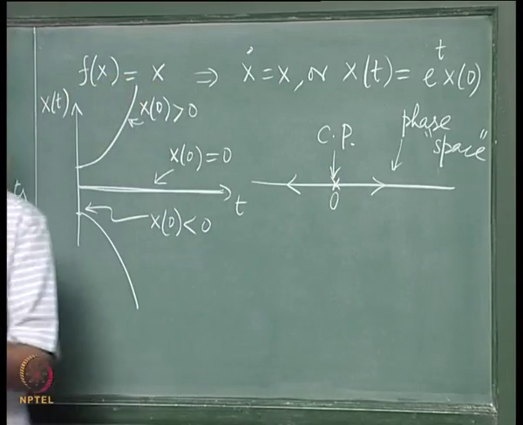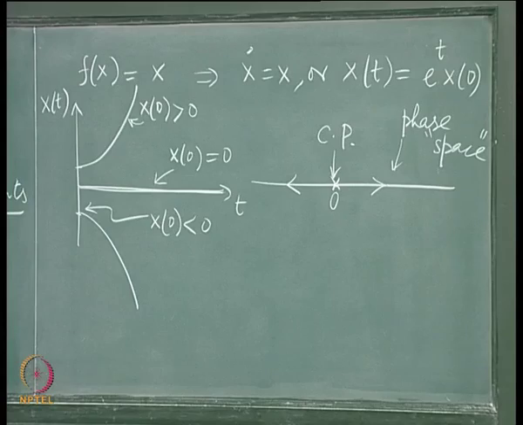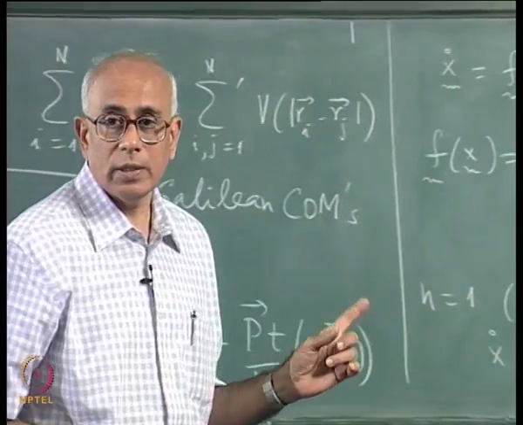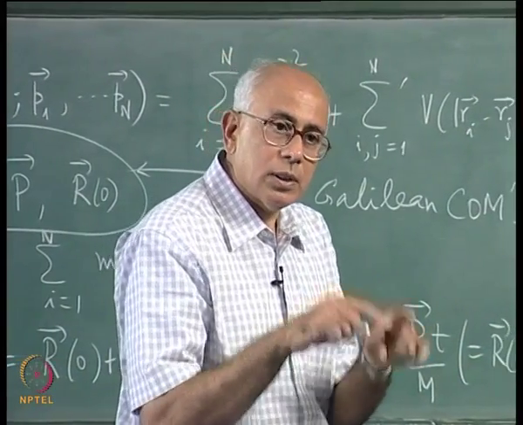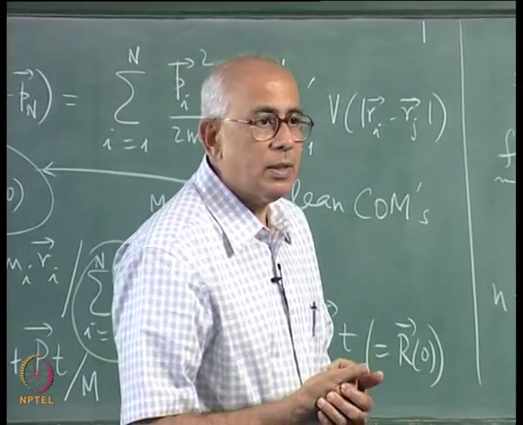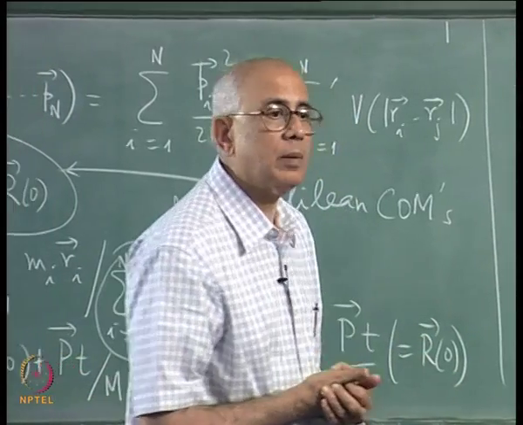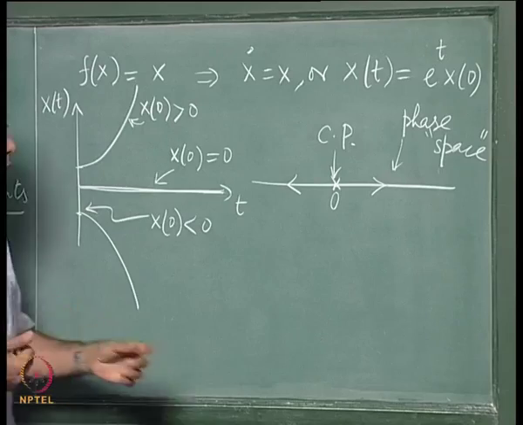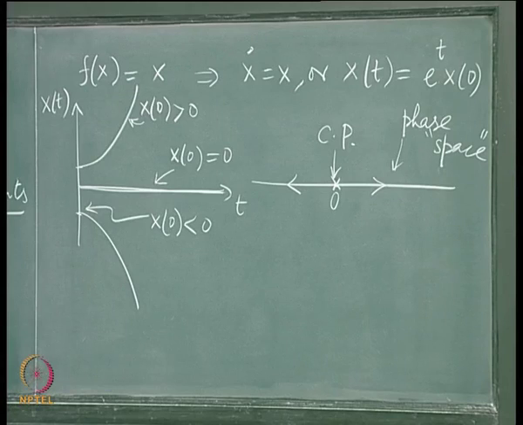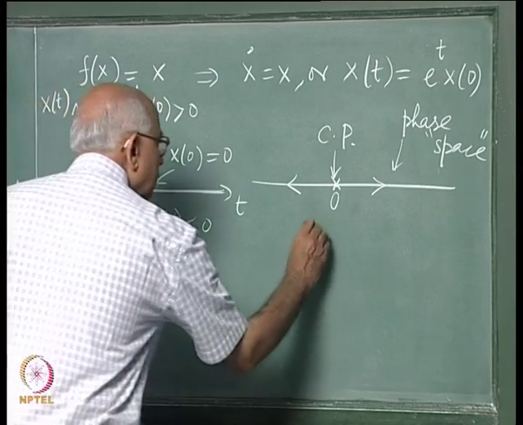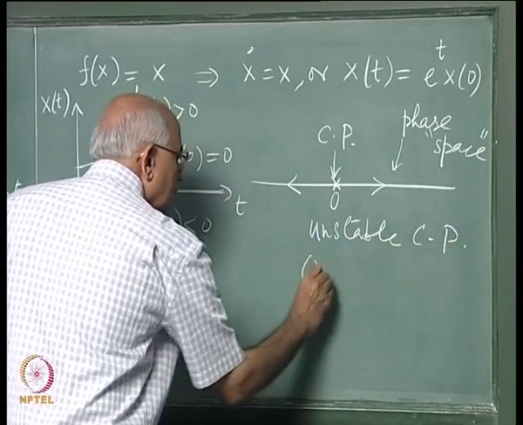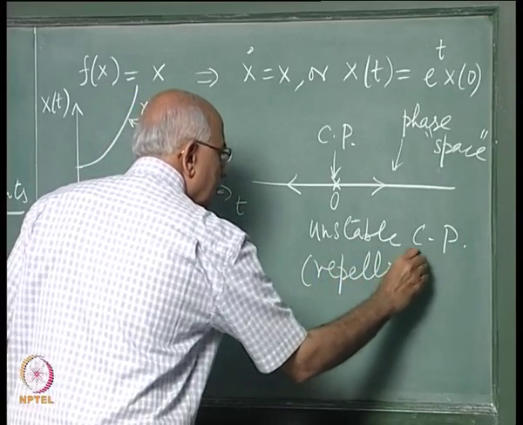Notice that it's a trajectory by itself, because if I start at x of 0 equal to 0, I remain on it at this point. So there are three classes of phase trajectories here. Those which start at 0 and remain at 0, that's just a single point. A trajectory which represents the positive x-axis, and another one which is represented by the negative x axis. Would you call this an attracting critical point or a repelling critical point? It repels on both sides, so it is in fact an unstable critical point, and in this case it happens to be what is called a repeller.